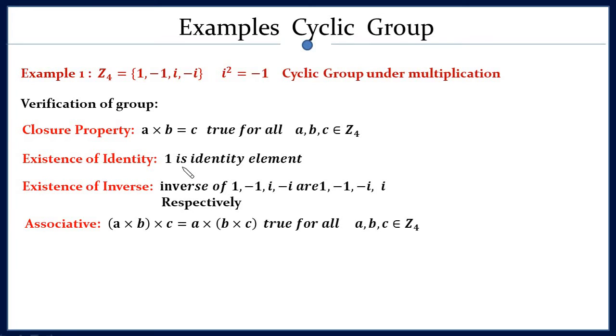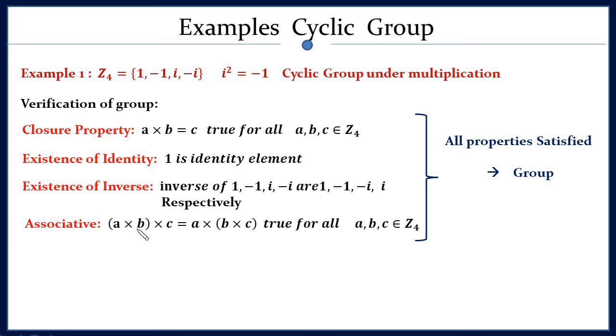Fourth one is the associative property, which says if you multiply A with B and then multiply with C, that will be equal to multiplying B with C and then multiplying with A. You can check that for all values of A, B, C belonging to Z4, this condition is satisfied. Therefore, this is a group.